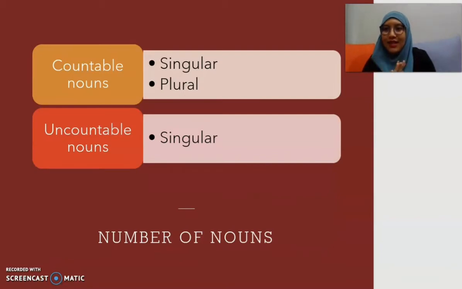Alright, as you can see, nouns can also represent numbers. Some nouns are countable and some nouns are uncountable. Uncountable nouns, for example, water, sugar, usually they are uncountable. They need a collective noun to represent their numbers. For countable nouns, we have two different forms. One is singular, second is plural. Okay, let's look at some examples.